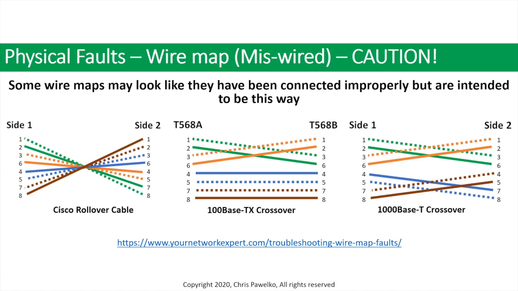So we have 3 examples here. The first example is a Cisco rollover cable. Now this particular cable is used for serial connections onto a Cisco device. The next one is a 100BASE-TX crossover cable. And the last one is a 1000BASE-T crossover cable. Now, crossover cables are used in networking to connect a PC to another PC or, in older switch equipment, from one switch to another.